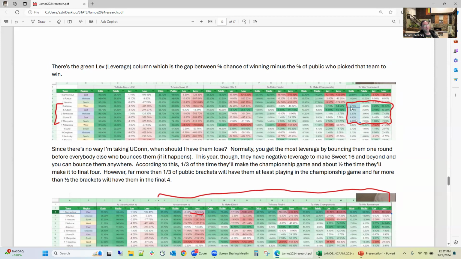So here was that sweet spot I targeted. See where I'm circling here. These are those teams that have between a 4 and 8% chance of winning, despite only between 2 and 4% of the public picking them. So they have big leverage to win the tournament, whereas UConn does not.